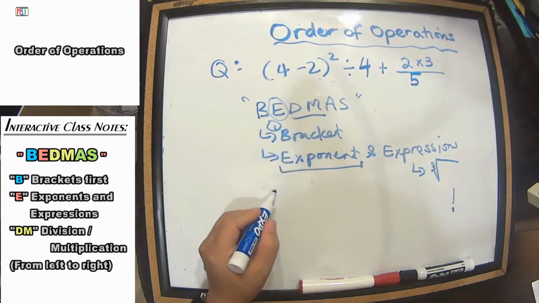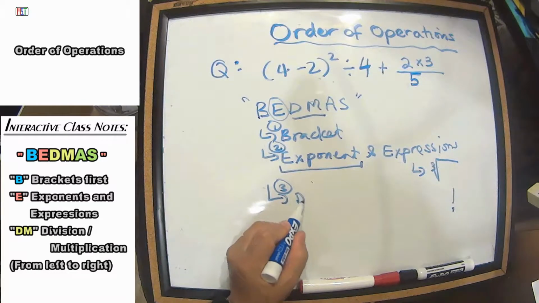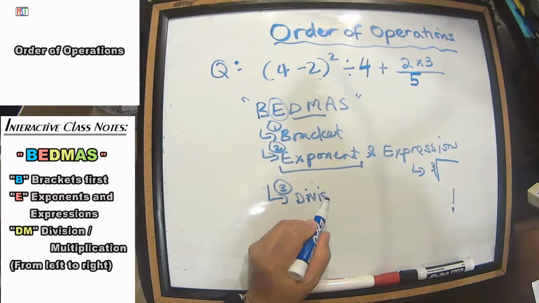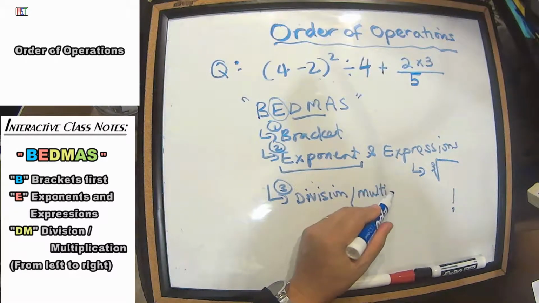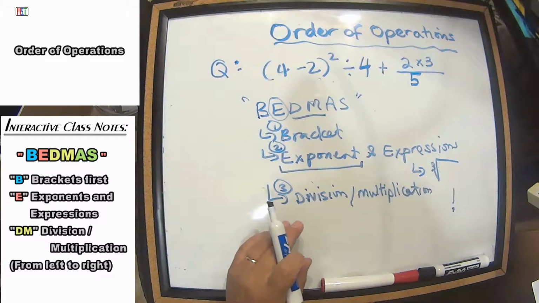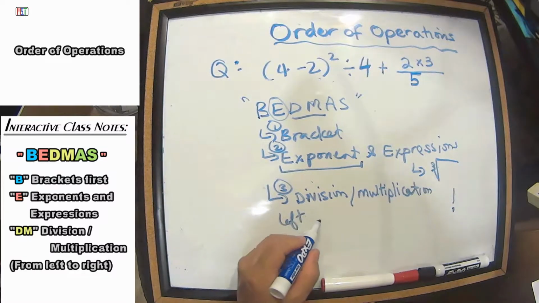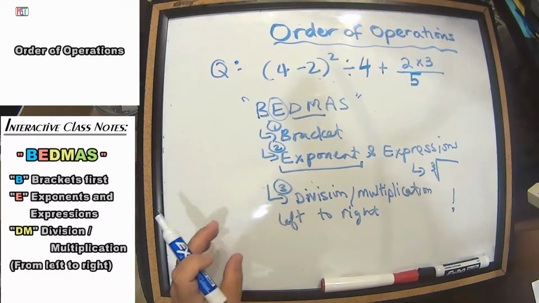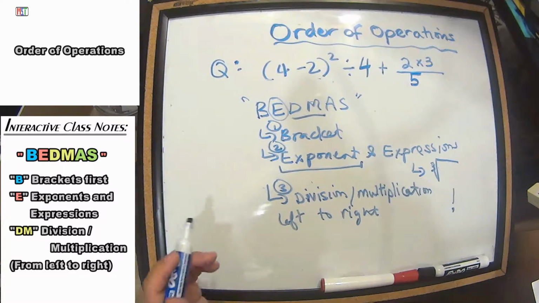So just remember it stands for exponent and expression. Then we have DM, which is number 3. D for division, and then M for multiplication. Now it doesn't matter which order you do it in. The most important thing is that you have to start from left to right. So for example, if you see the division on the left, you do that first. If you see multiplication on the left, you do that first.